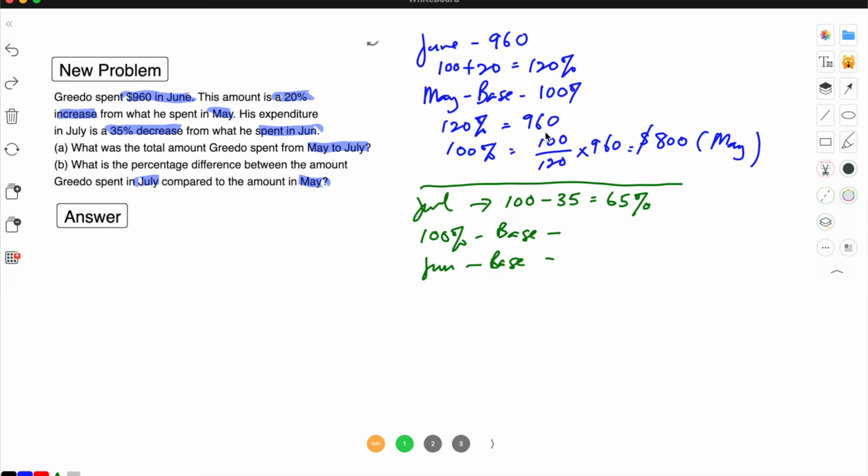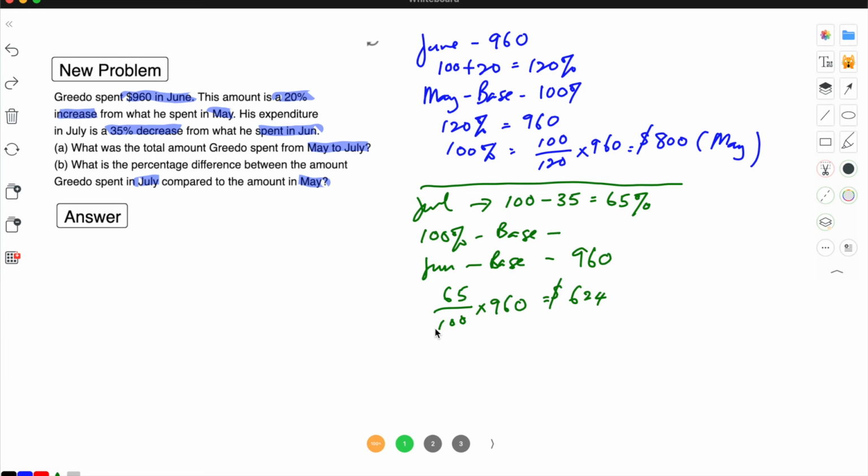So you immediately notice that it is different from the previous calculation in which the base is actually May's expenditure. So this is what I mean in the introduction. You have to be very careful with respect to the base that we are calculating. So June, which is the base, which is 100%, we are given the expenditure to be $960. So now for July it is 65%, so we can easily calculate 65 over 100 multiplied by 960. I believe you are going to get $624.